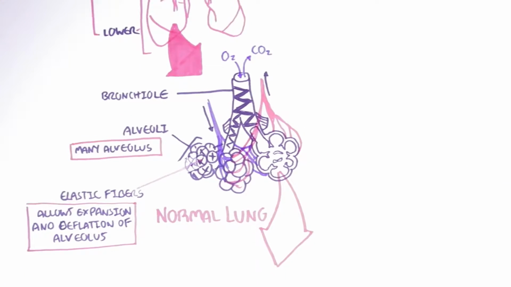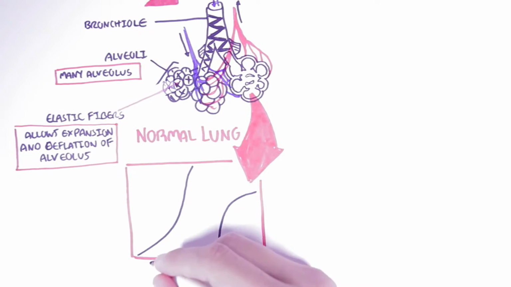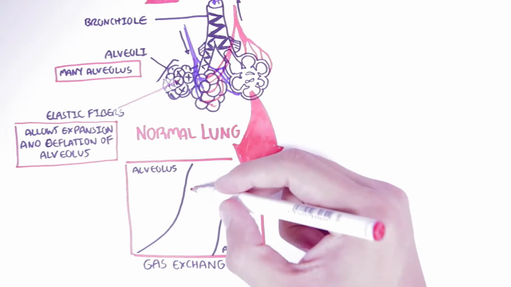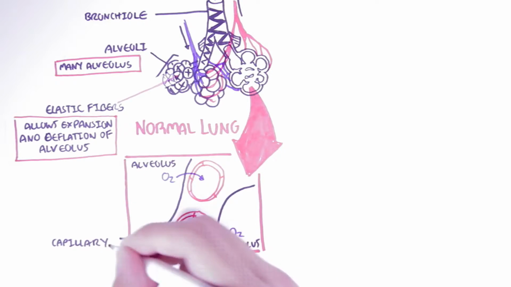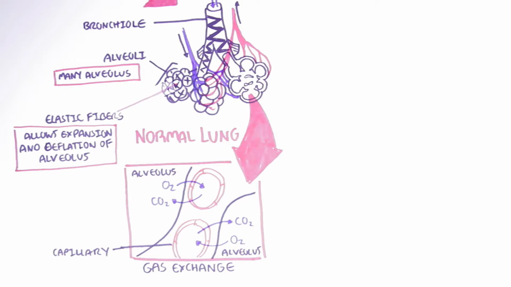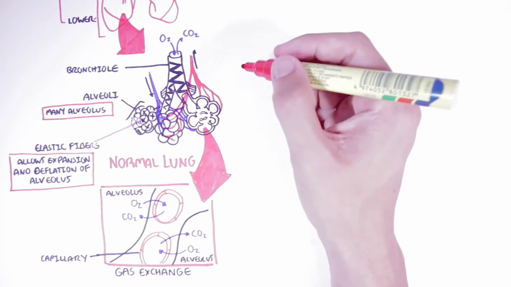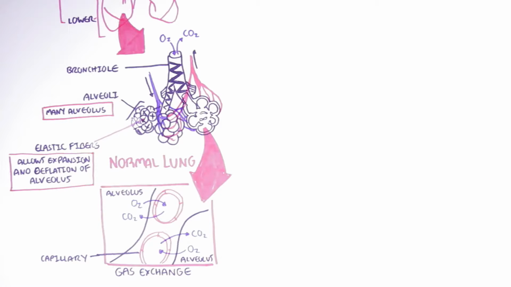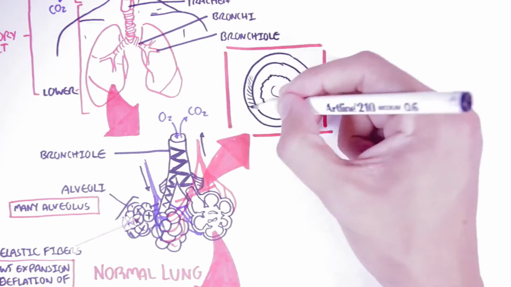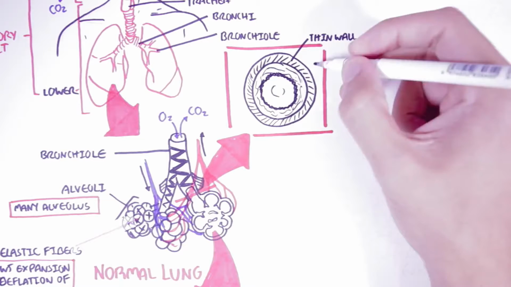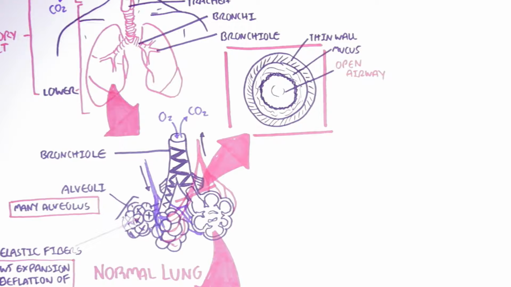So if we were to look at it even closer, gas exchange occurs between each alveolus and the capillary, the blood. So oxygen is exchanged for carbon dioxide in the alveolus. Also, if we cut a cross-section of the terminal bronchiole of this normal lung, we can see that it does contain a wall. It has some mucus, perhaps, and an open airway, which is very important because this will allow gas to flow comfortably through.